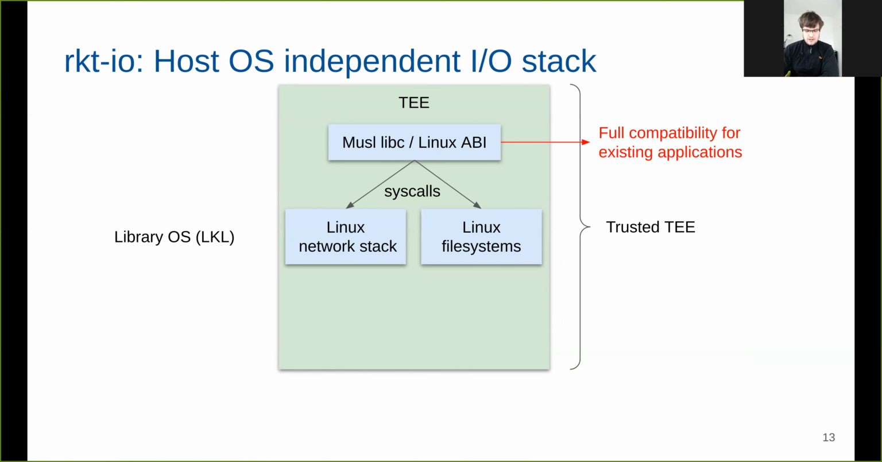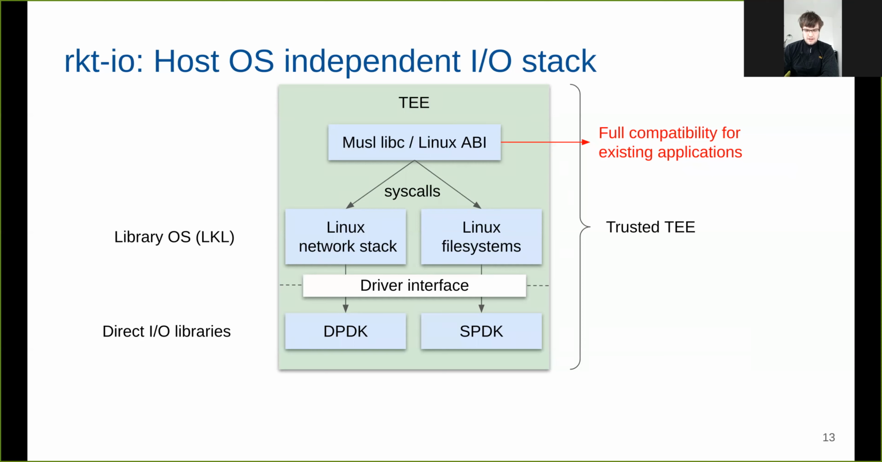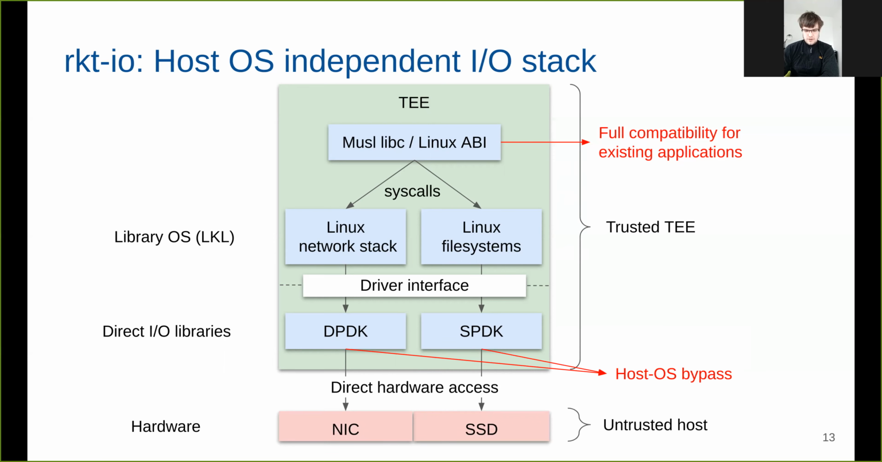This is achieved by also linking a library OS into it, which is based on Linux. So it's a Linux port, and it can be linked as a library into the trusted execution environment. It's called LKL. And this stack also gives us the Linux network stack, as well as the file systems that are in Linux. Under this library OS, we implement DPDK and SPDK as drivers, as mentioned before. Those then allow us to bypass the host, and we can gain direct access to hardware.